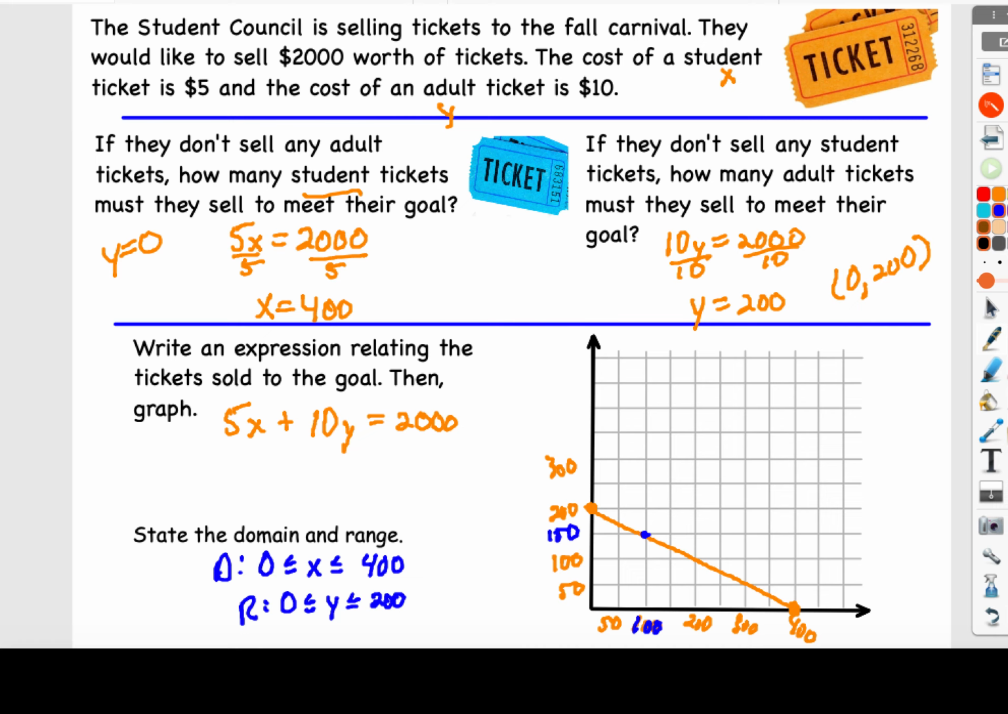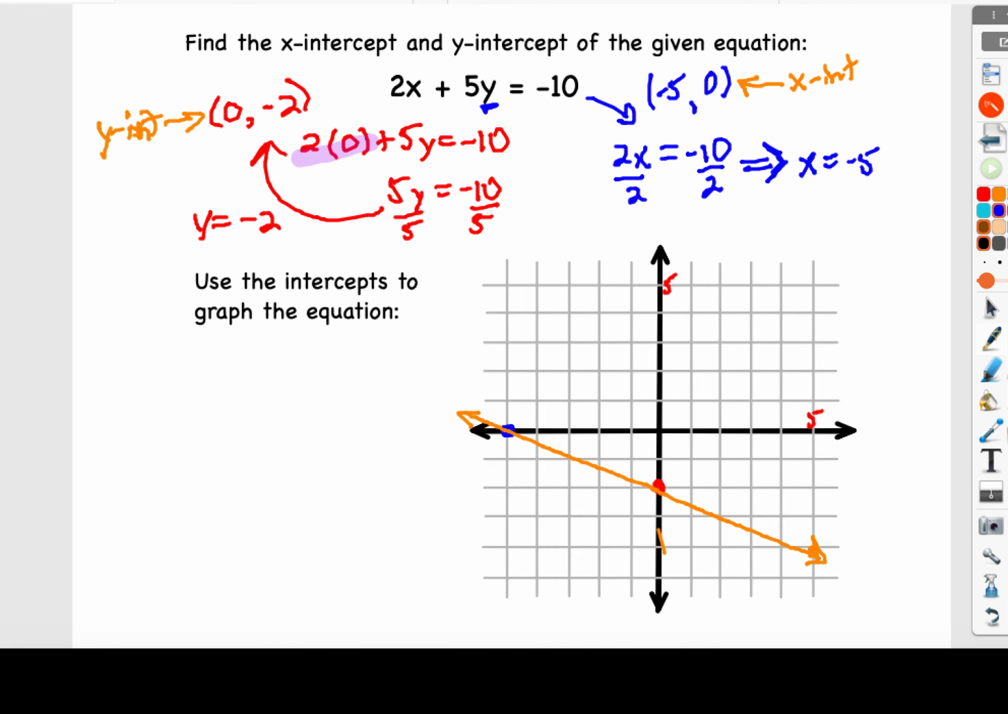I hope that helps you think about where you could use standard form, where graphing by intercepts would be a good idea. Again, that's really the major idea of this section. Can you find the y-intercept and the x-intercept so that you can plot those 2 points and, very quick and simple, draw a line? If you have any questions, talk to your teacher. Otherwise, have a great day.